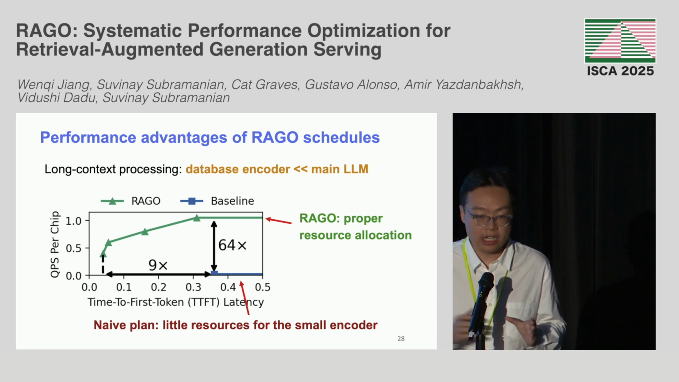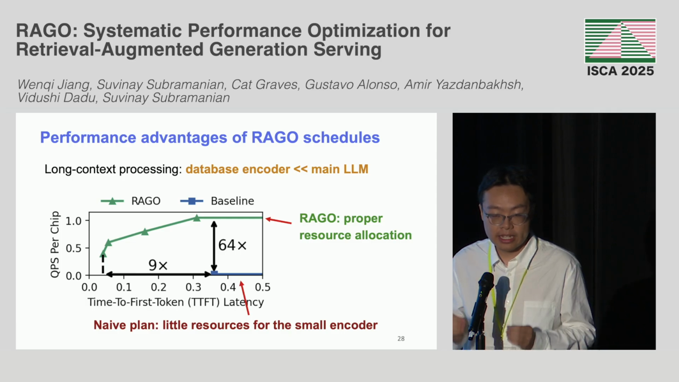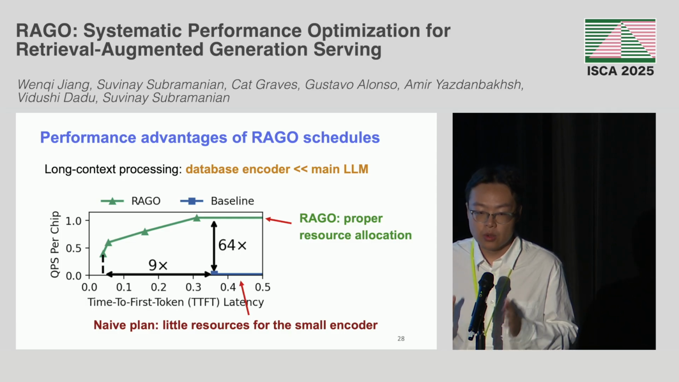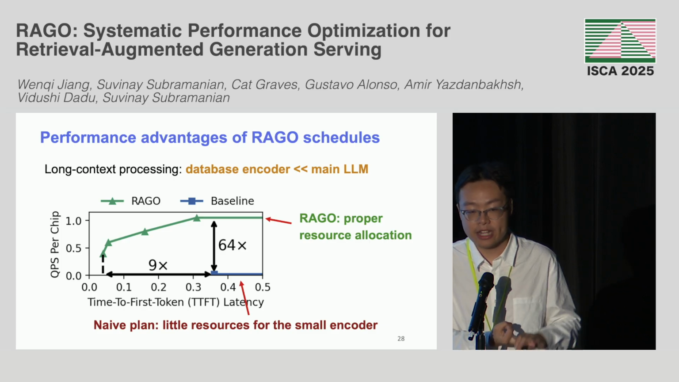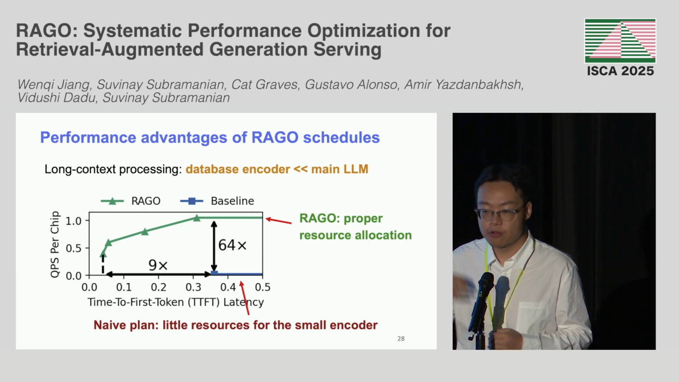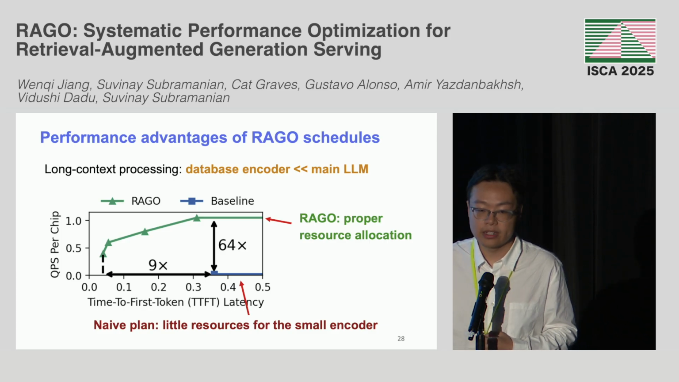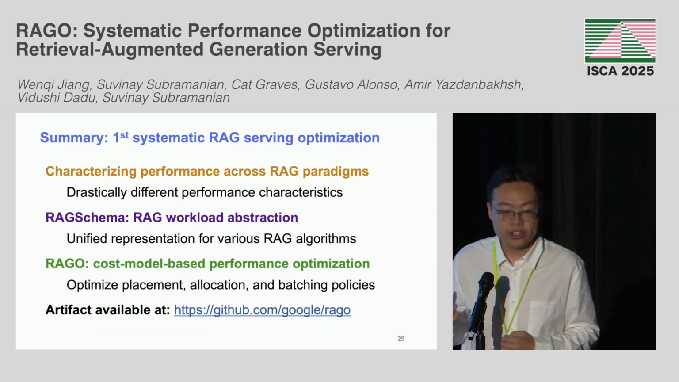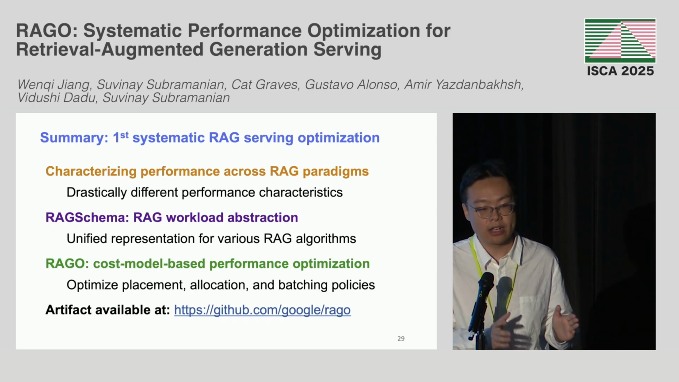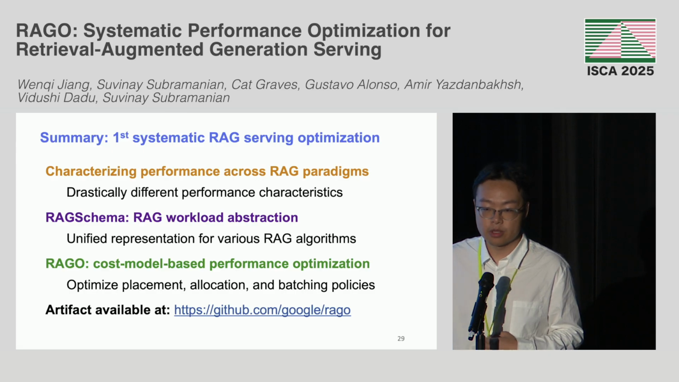For the sake of time, I cannot cover all the evaluation, but the key takeaway message is the same: we need appropriate task placement, resource allocation, and batching policy that is tuned for the specific RAG algorithm and hardware backend. So to summarize, RAGO bridges the gap between the fast-evolving RAG algorithms and the underlying system support.